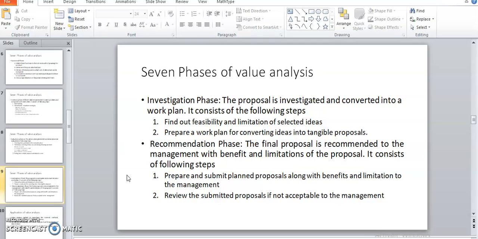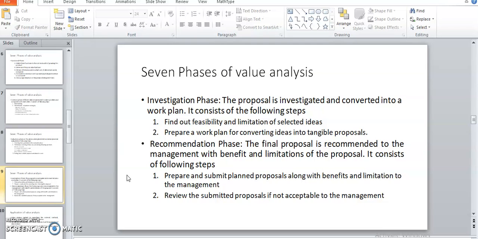In the investigation phase, the proposals are investigated. As we evaluate the ideas, we define ideas for that particular function. These proposals are investigated and converted into a work plan using the following steps: find out the feasibility limitations of that particular idea, prepare a work plan, and convert ideas into tangible proposals.